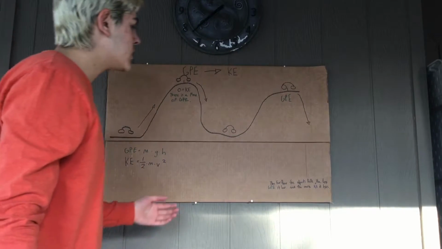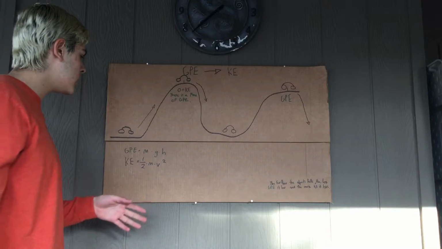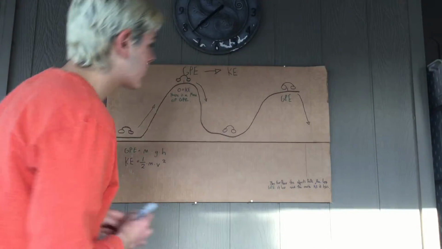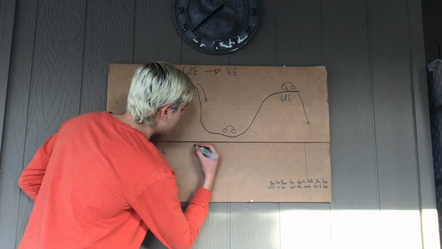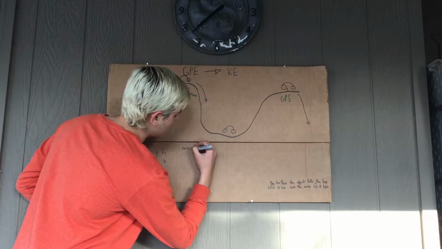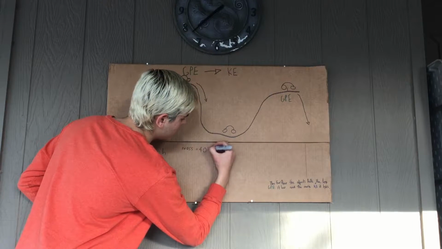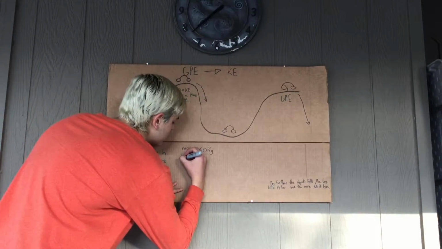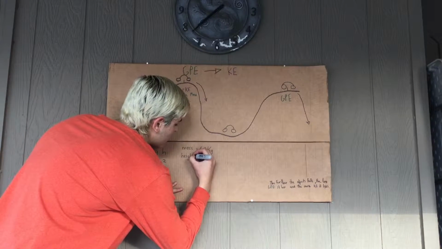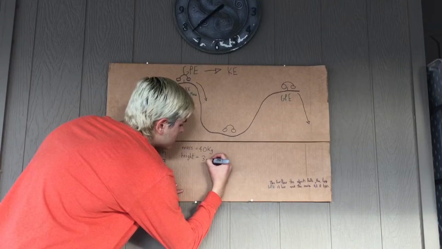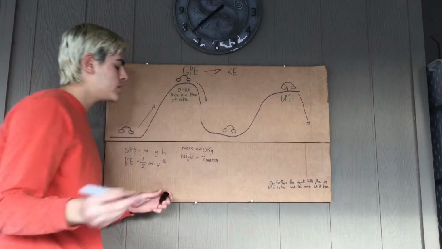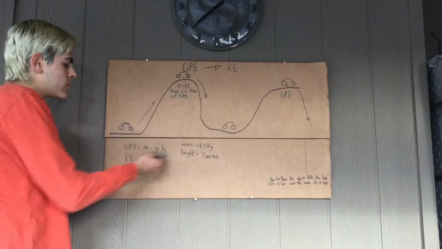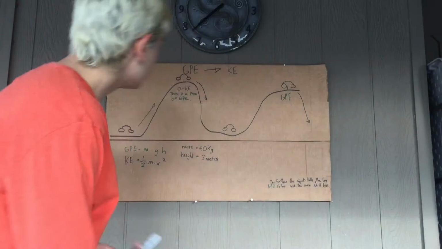So I have a little problem to solve this. Let's say a cannonball has a mass of 40 kilograms. Let's say that it has a height of 3 meters. And they want us to find its gravitational potential energy. So all we do is plug the numbers into our formula.